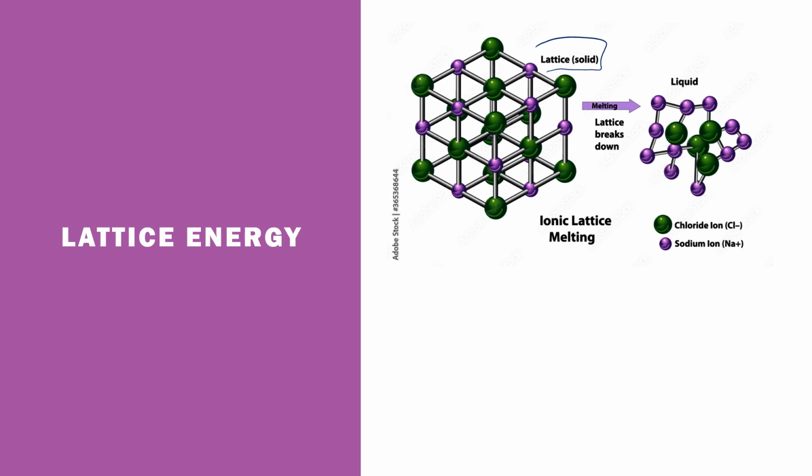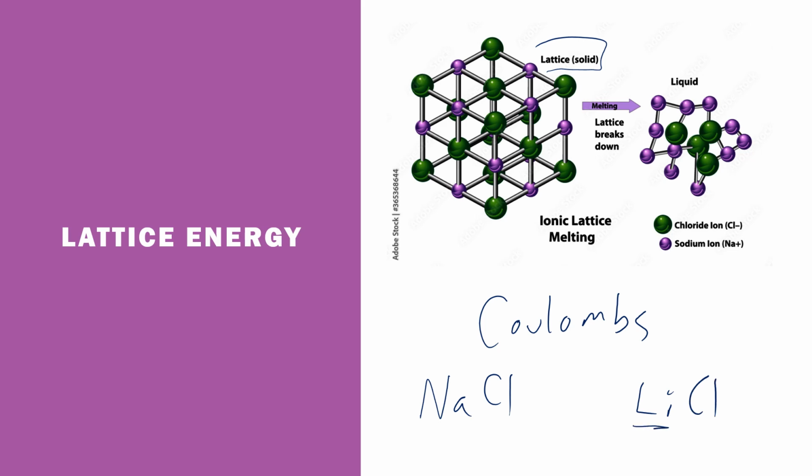And the energy it requires to break down that lattice is called lattice energy, and it is dependent on Coulomb's law, which we talked about in the last section. So it's dependent on 2 things, the size of the charge and the distance between the ions. So that's why you'll see a difference between something like sodium chloride and lithium chloride. Lithium has a smaller radius than sodium. So lithium chloride will have stronger attractions because of that decreased distance. And so it will take more energy to melt it than it will for sodium chloride.